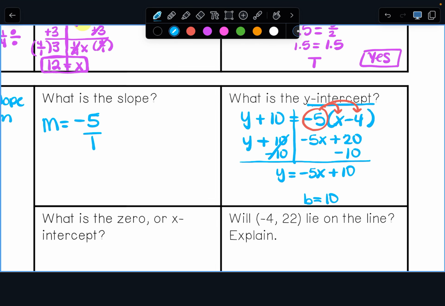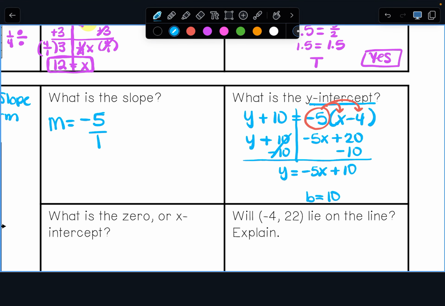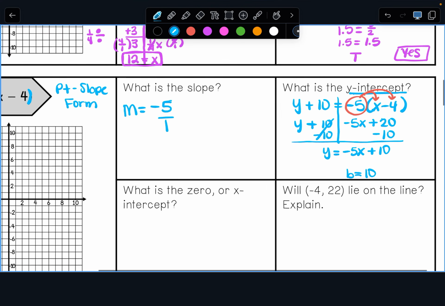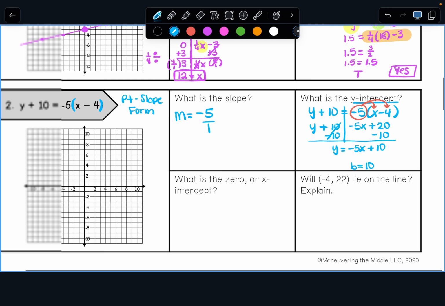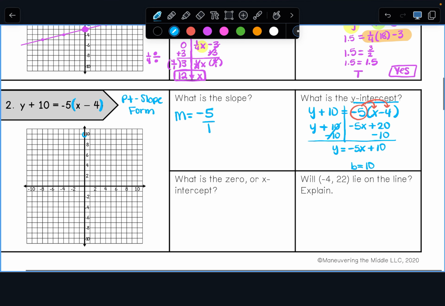Which one do we graph first? The y-intercept. So plot that, (0, 10). And then we use the slope. Our slope is negative, so what direction do we need to go? Up to the left, or down to the right. Down 5, right 1.